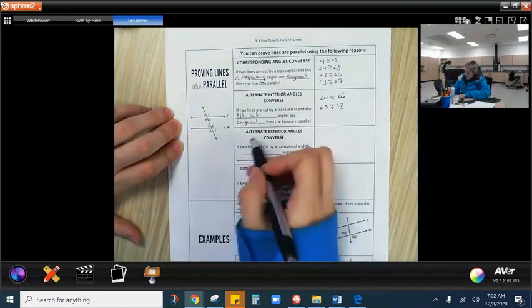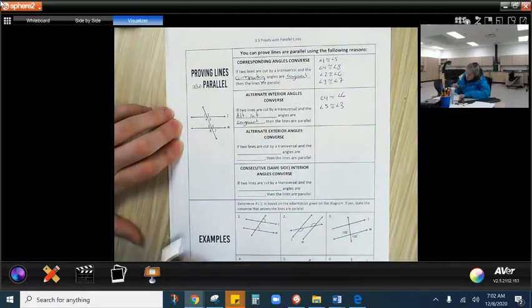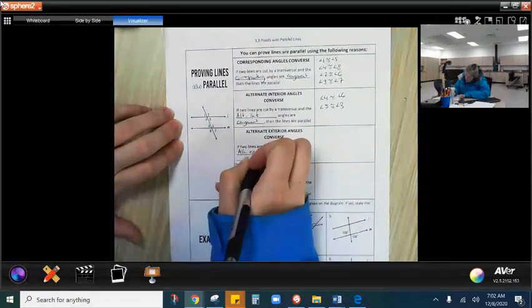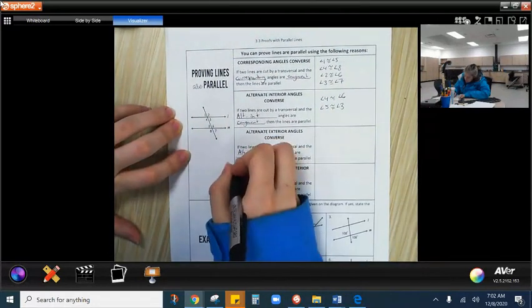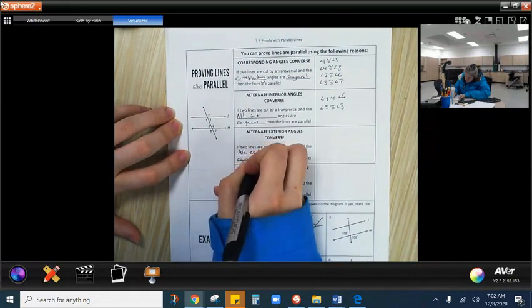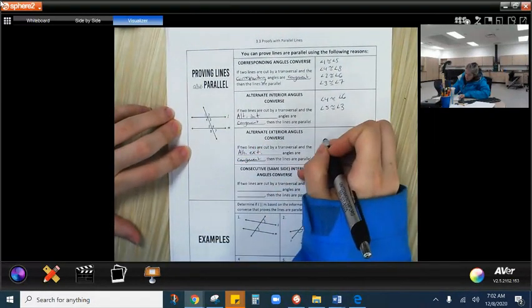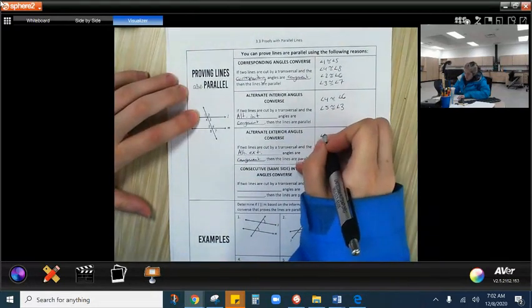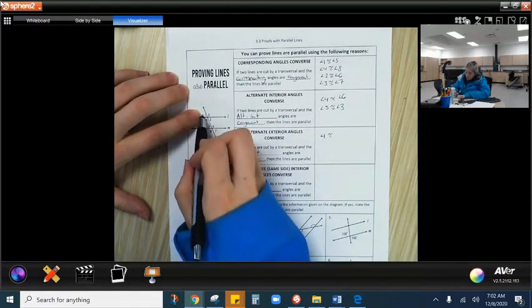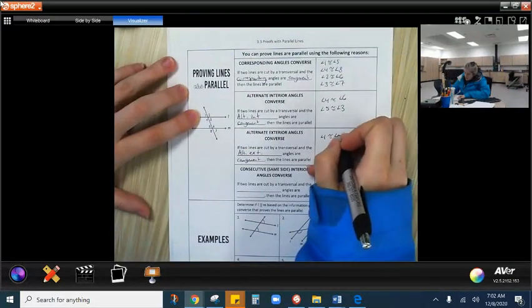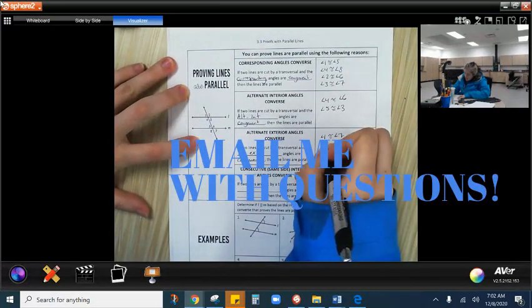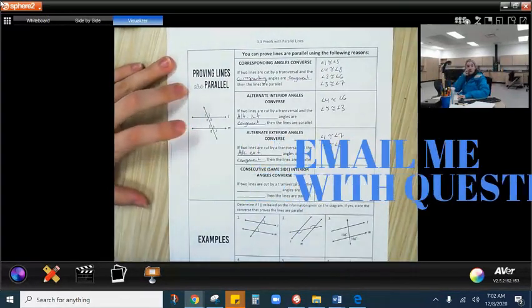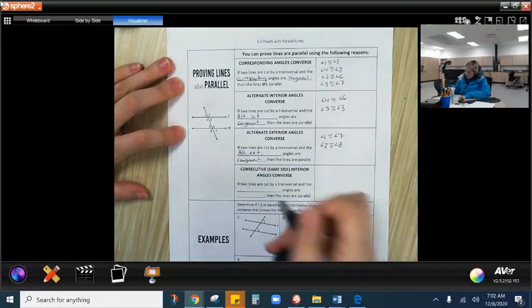All right, the next one we have is alternate exterior angles. So if two lines are cut by a transversal and the alternate exterior angles are congruent, then the lines are parallel. So in this case, let's just pick angle 1. Angle 1 is alternate and exterior to angle 7. And then angle 2 is alternate and exterior to angle 8. Those are our two sets of alternate exterior angles.